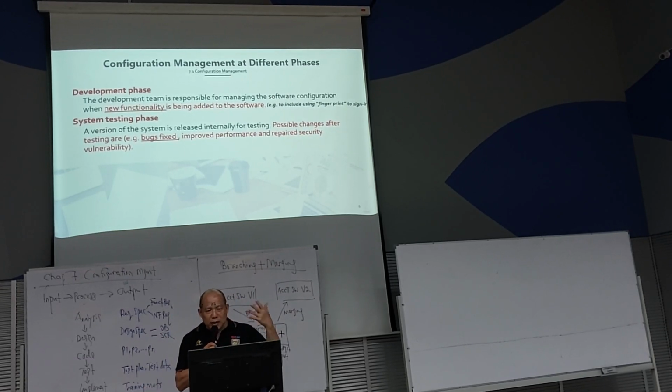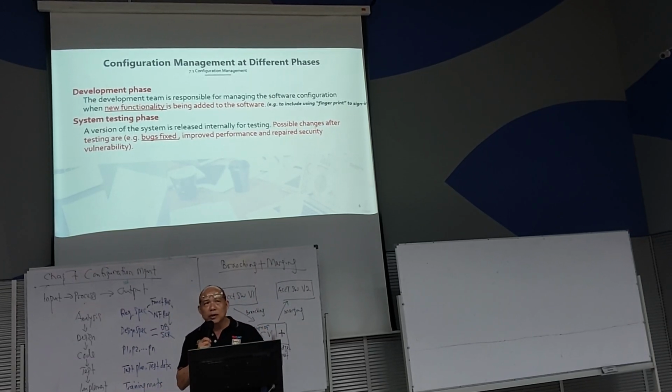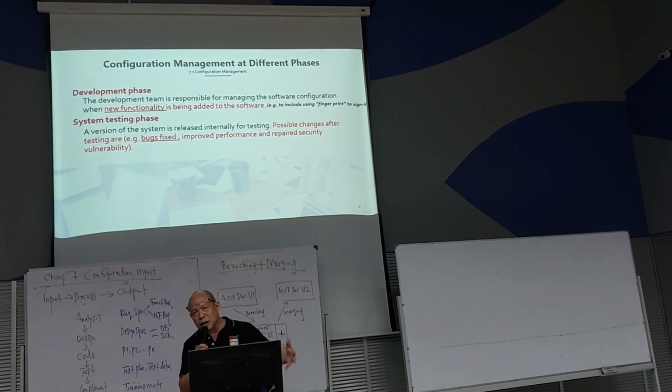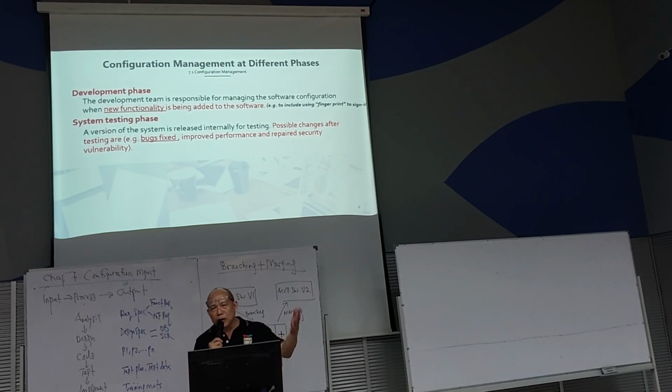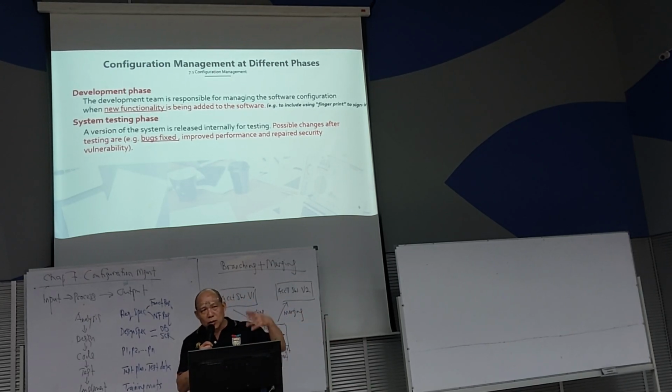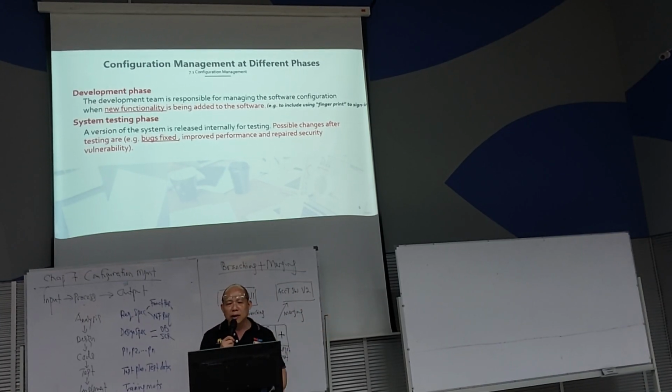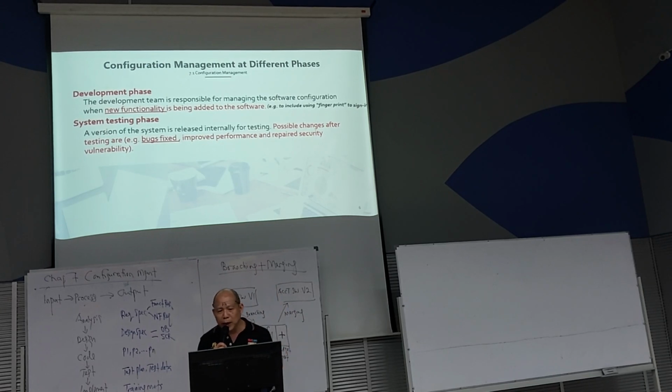So after system testing, what are the possible changes? Bugs are found in the program, so you have to modify the program. After modifying, the program will become version 2, right? Some programs you may also want to improve their performance. After improving the performance, it will become another version, including repairing security vulnerability.